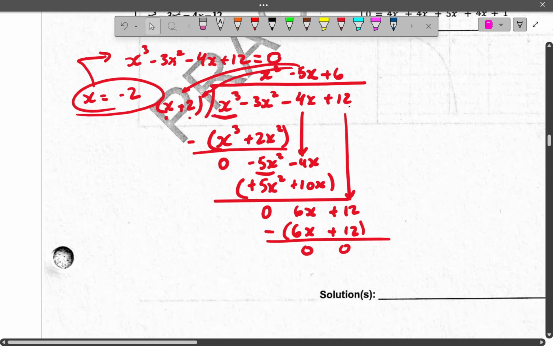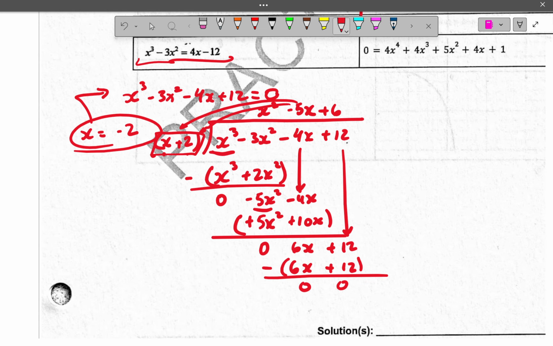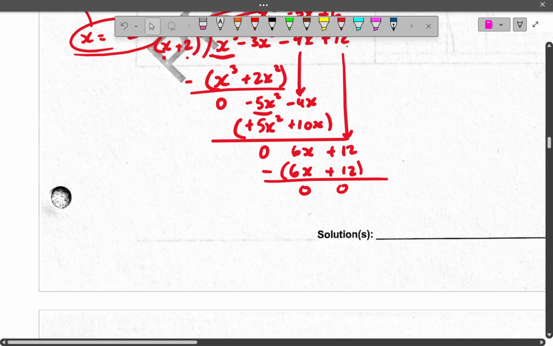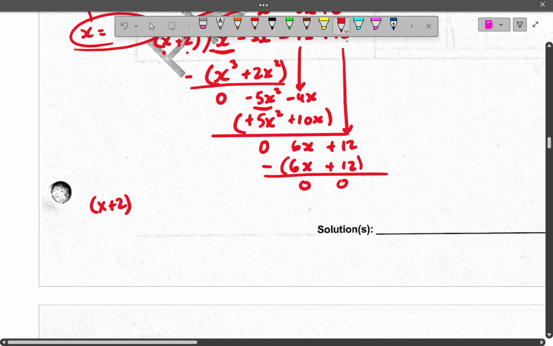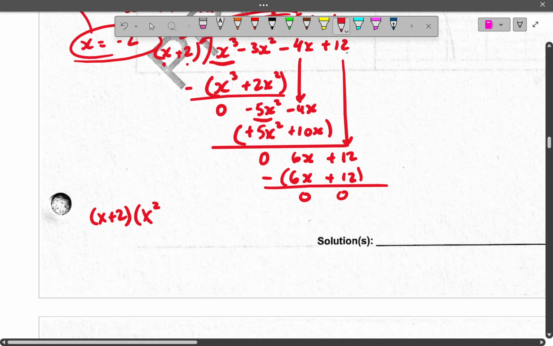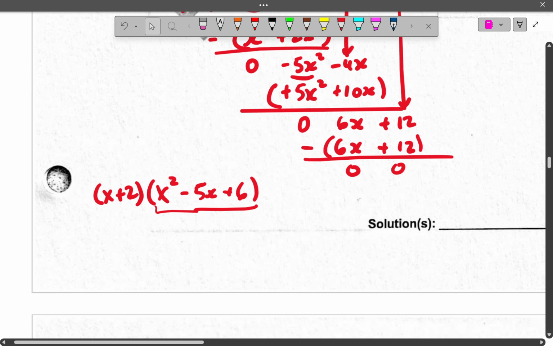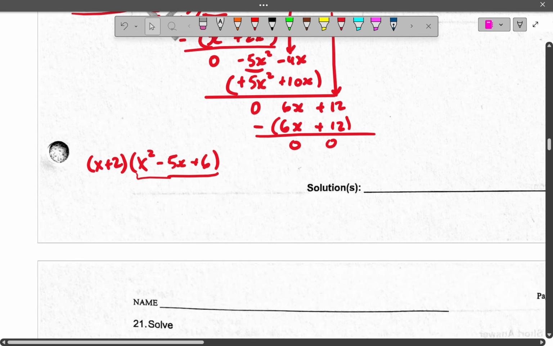So we can now write this whole thing that we started with as the factor that we found, which is x plus 2, times the quotient that we got up here. So this is x squared minus 5x plus 6. And now we have to factor this if you can, and in this case I believe we can. So I'm looking for two numbers that are going to sum or add up to negative 5.